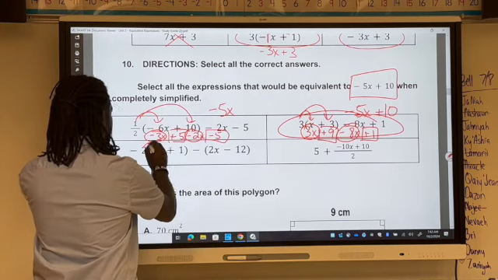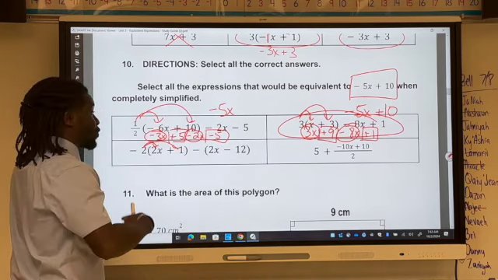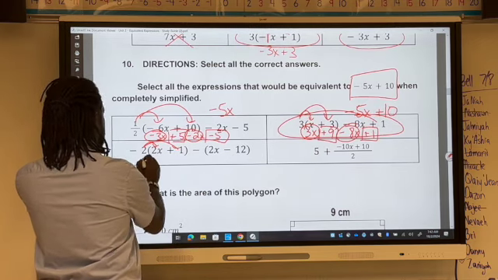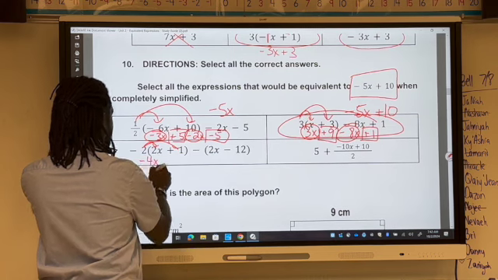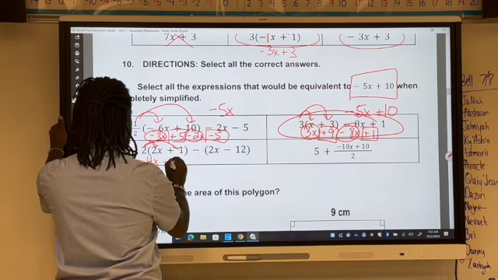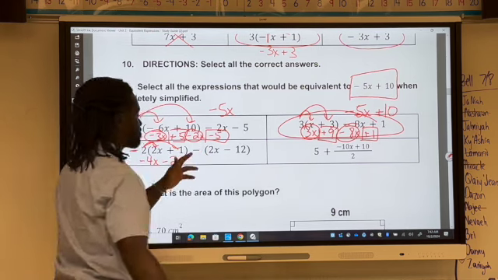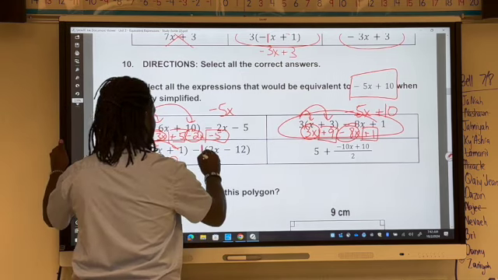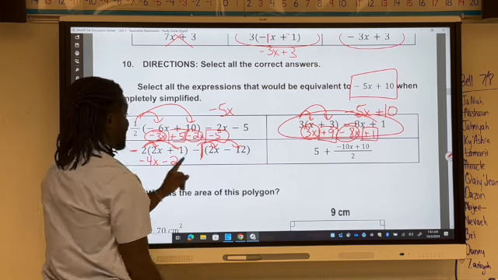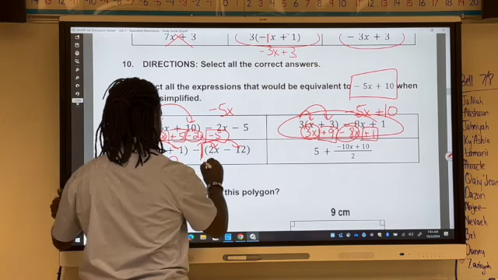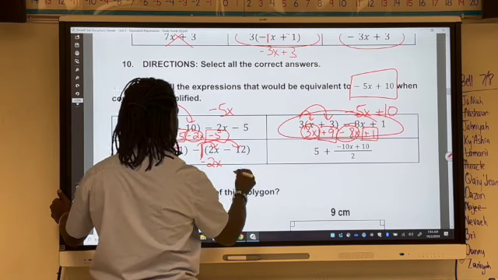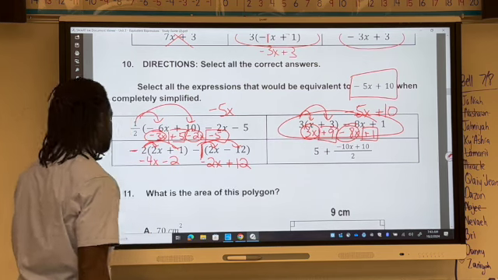Then I'm distributing again. Again, a lot of work here, but it's just all the same, right? Negative 2 times 2 is negative 4x. Make sure you don't forget that negative. Negative 2 times negative 1 is going to give me negative 2. Then, this one, I have an imaginary 1 out here, and that's what's being distributed. So this is negative 1 times 2x, so that's negative 2x. And then negative 1 times a negative 12 gives me a positive 12.